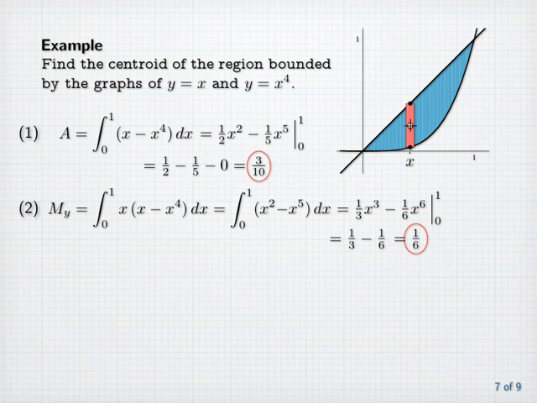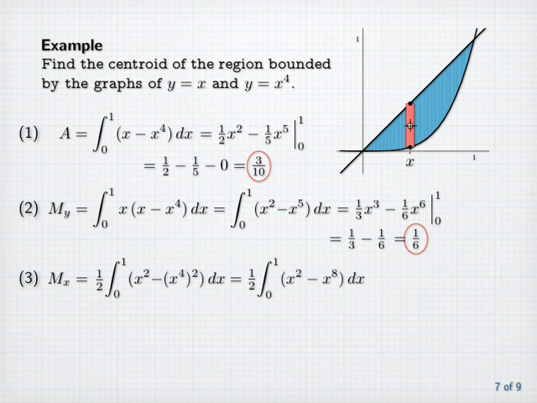Next, we calculate the moment about the x-axis. That's going to be the integral of the y-coordinate of the centroid of the strip times the area of the strip, which ends up being 1/2 the integral from 0 to 1 of the square of x minus the square of x to the fourth. So we have 1/2 the integral 0 to 1 of x squared minus x to the eighth dx, which equals 1/2 of 1/3 x cubed minus 1/9 x to the ninth, evaluated between 0 and 1, which is 1/2 of 1/3 minus 1/9 minus 0, which is 1/2 of 2/9, or 1/9.